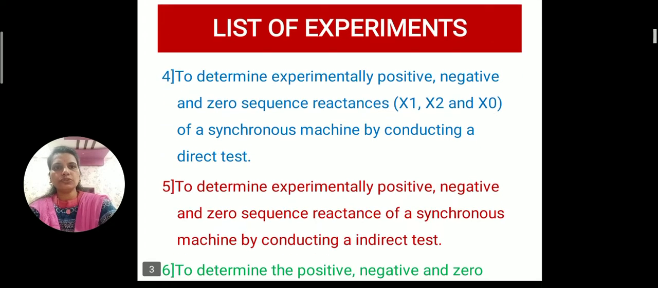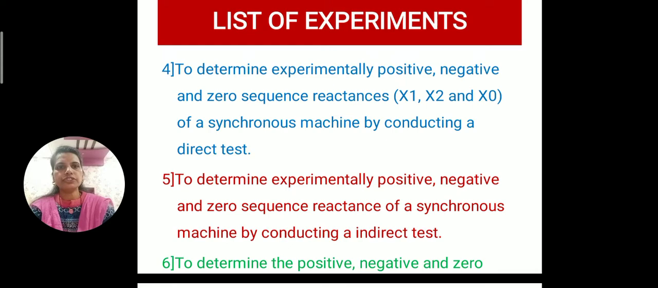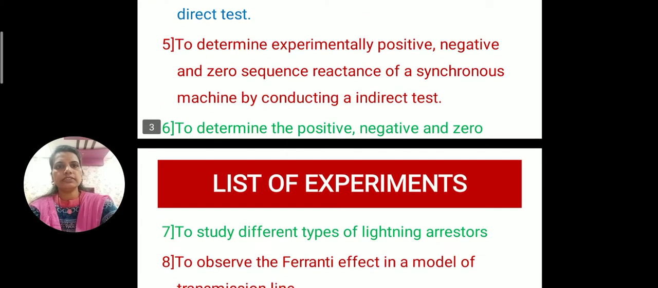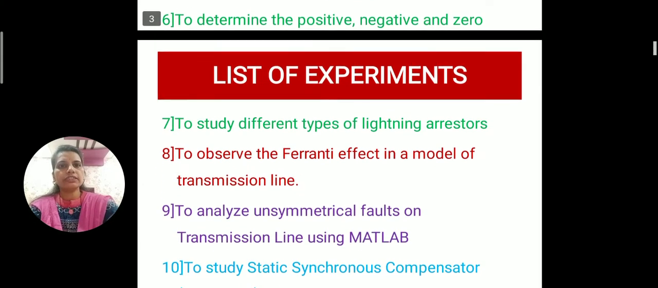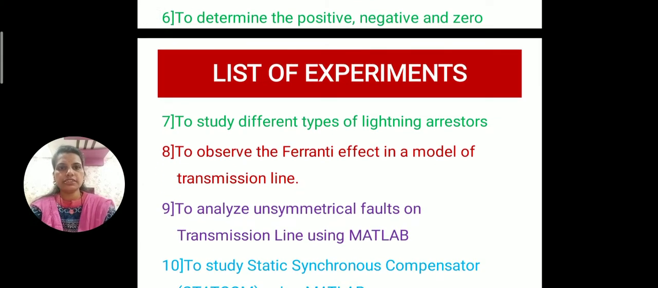Fourth experiment is to determine experimentally the positive, negative and zero sequence reactances, that is X1, X2 and X0, of a synchronous machine by conducting a direct test. Fifth experiment is again to determine positive, negative and zero sequence reactances of a synchronous machine by conducting an indirect test. Seventh experiment, which is the study experiment, is to study different types of lightning arresters. And the eighth experiment is to observe the Ferranti effect in the model of a transmission line.